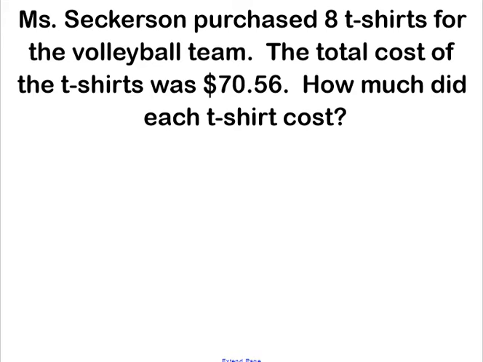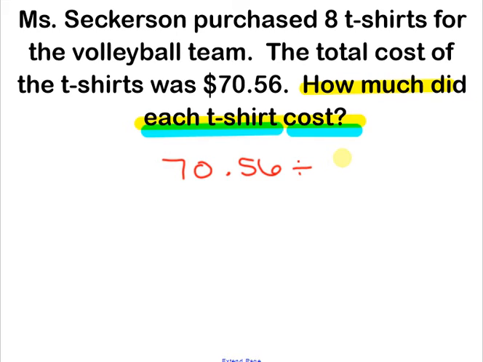All right, and we have a couple word problems here. So Ms. Eckerson purchased 8 t-shirts for the volleyball team. The total cost of the t-shirts was $70.56. How much did each t-shirt cost? Even though we didn't formally start word problems with this lesson, we are going to use our annotation rules. So I'm going to highlight the question. How much should each t-shirt cost? And the hint of the operation is right here when it says each t-shirt. That means I'm going to be dividing the cost. So it's going to be 70.56 divided by 8.